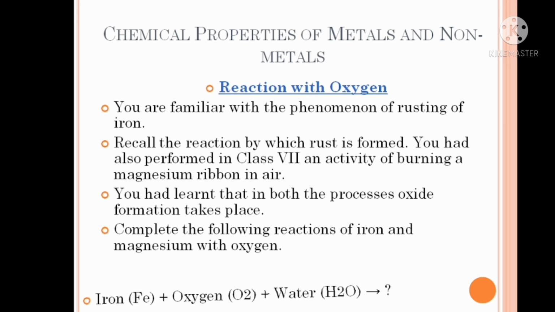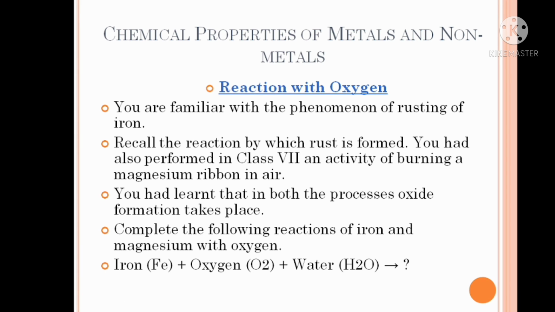For example, iron, whose chemical symbol is Fe, plus oxygen O2 plus water H2O, what will it form? When we combine iron, oxygen and water, what will happen? Similarly, magnesium, that is Mg, and oxygen, what will it form? These are the basic reactions. When iron comes into contact with oxygen and water, it will start rusting. Magnesium and oxygen will start flaming. Clear?